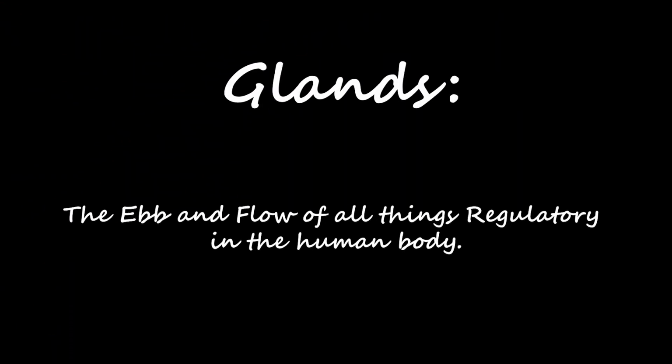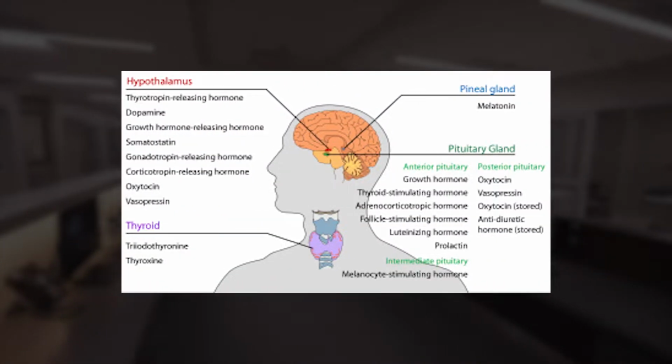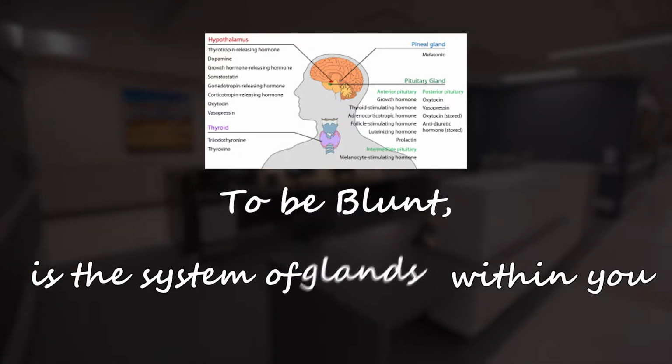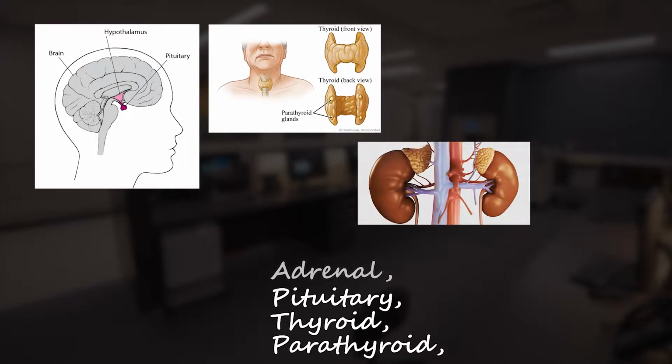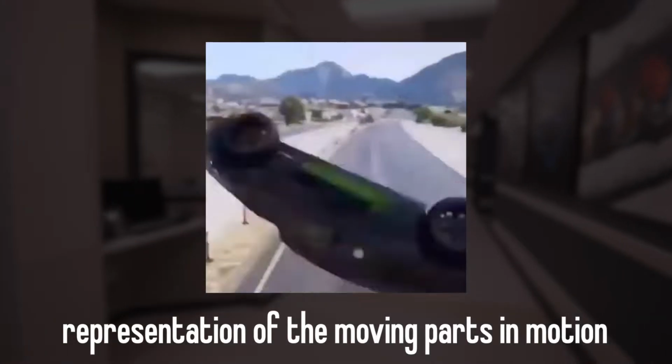Glands. The ebb and flow of all things regulatory in the human body. The endocrine system, to be blunt, is the system of glands within you that move just about everything in your body. The most important glands in your body are the pituitary, thyroid, parathyroid, adrenal, and pineal glands. There are many different moving parts to each gland, so I wouldn't be able to fit them all into a 5-minute video if I went into detail. So I'm just going to give you the most absolute, basic main function of each individual gland.